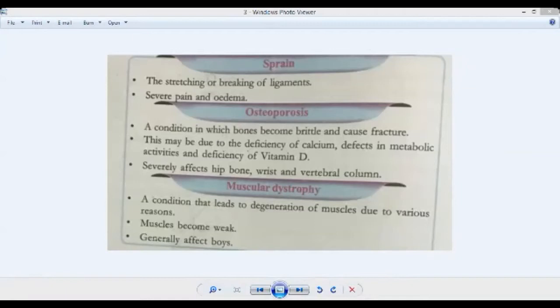Then osteoporosis. It's a condition, a disease, in which bones become brittle and cause fracture.